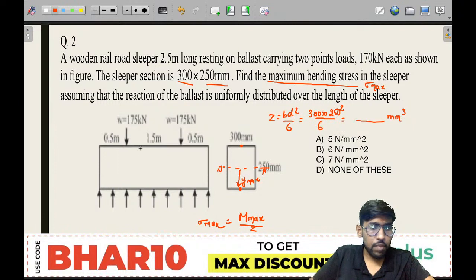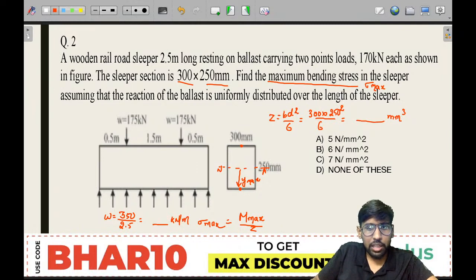See dear, first of all you need to find this UDL. If you find this UDL, the total load will be resisted by this UDL. So W, the total load, is nothing but 350, which should be distributed over a length of 2.5 meter. From here you will get the value of W in kilonewton per meter. Now the maximum bending moment, in terms of magnitude, will occur either at the center or at the support.